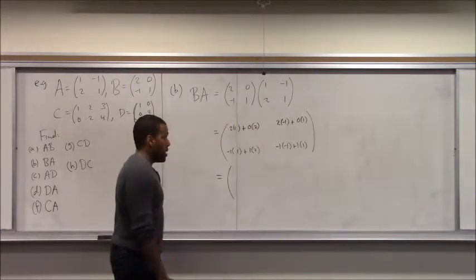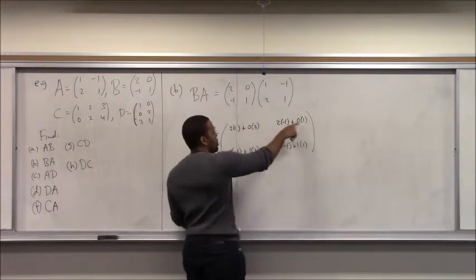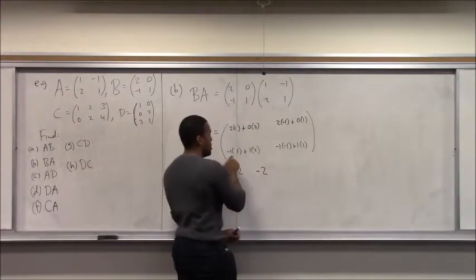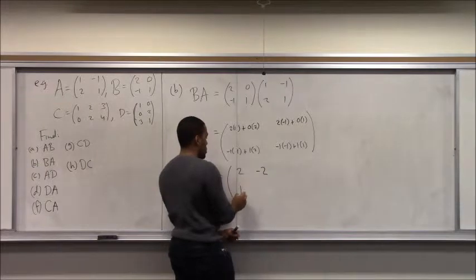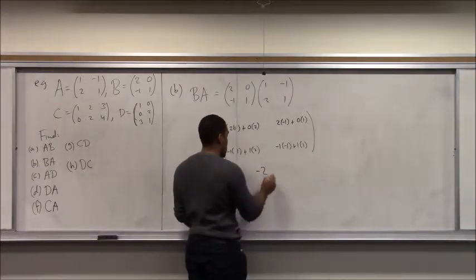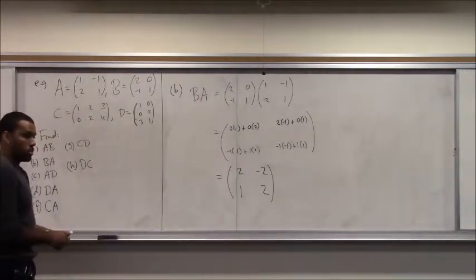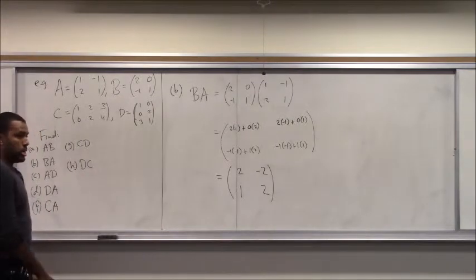Now we would simplify. This is 2 plus 0. This is minus 2 plus 0. This is minus 1 plus 2. This is plus 1 plus 1. And so you should get that.